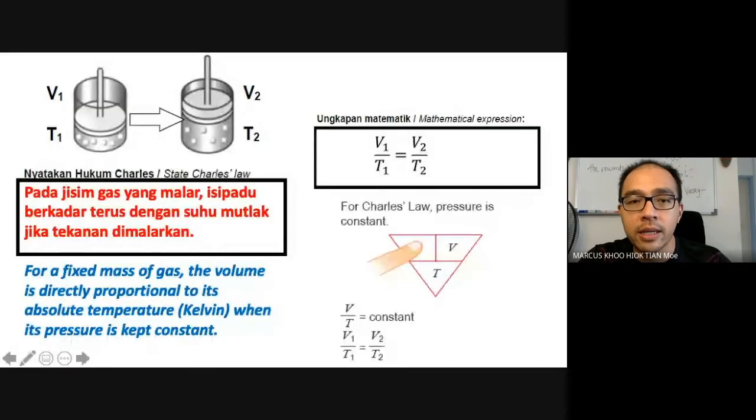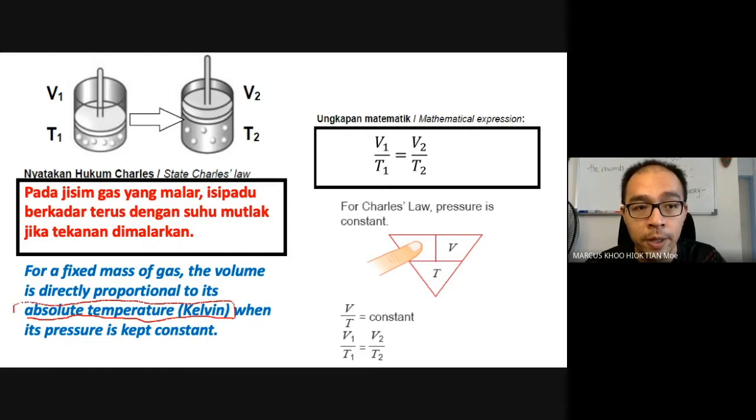So once again, let's talk about Charles' law. In our previous class we talked about Charles' law and the fixed mass of gas. The definition: for a fixed mass of gas, the volume is directly proportional to its absolute temperature. The thing that makes Charles' law very different is the word absolute temperature. And we looked at the graph that involves absolute temperature.